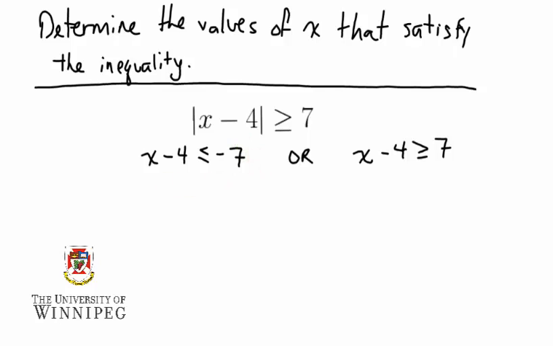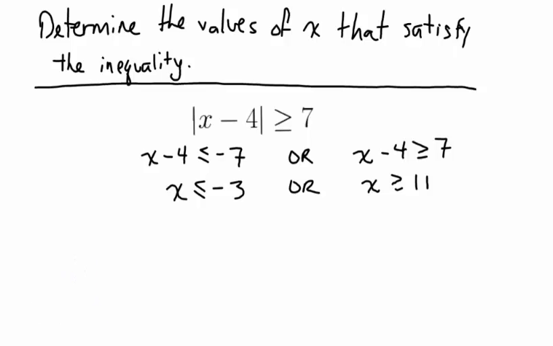Working over here on the left, we could add 4 to both sides, and this gives us x is less than or equal to negative 3. And over here on the right, again, adding 4 to both sides gives us x is greater than or equal to 11. And our last step is to write this in interval notation. This is negative infinity to negative 3 with a closed bracket, union 11 to positive infinity.